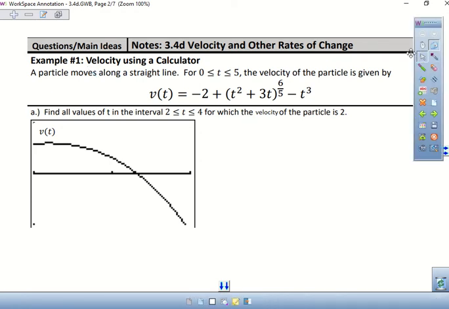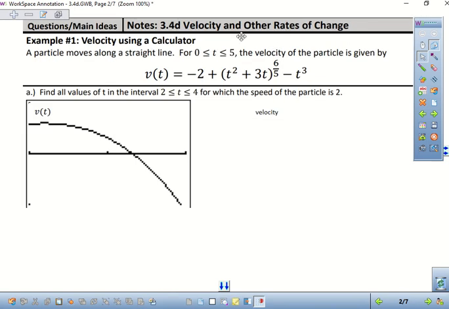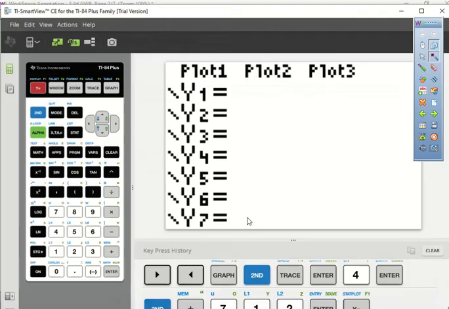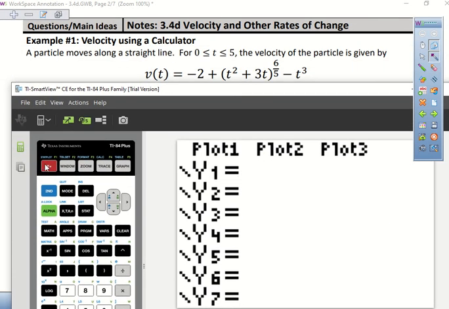So very first thing you're going to do is type this into your calculator to look at the graph. So pull up your calculator and click the y equals button. So turn it on, click y equals, and you should have the screen that looks like this. It's going to say plot 1, plot 2, plot 3. And then you're going to start typing in the function.